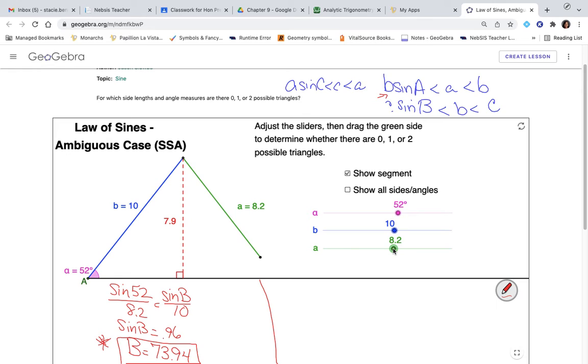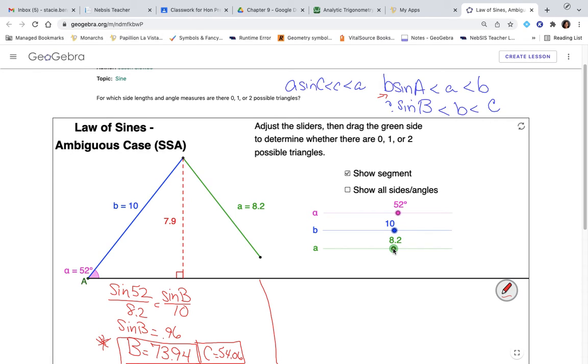Okay, now we know angle A, we know side B, we know side A. Now we know angle B. Let's go find angle C. Angle C is going to be 180 minus the 73.94 minus 52. The three angles of a triangle have to add up to 180 degrees.